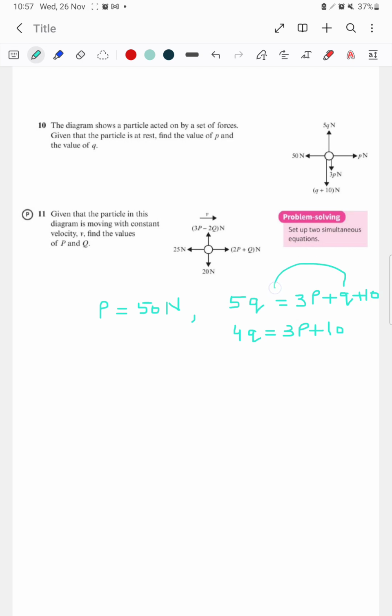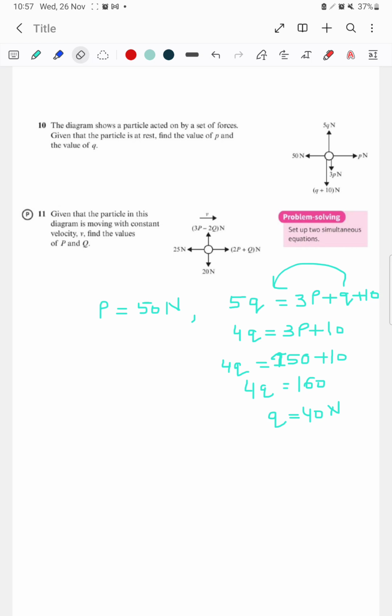I brought this Q to the other side. So now we have 4Q is equal to 3P plus 10. 3P means 3 times 50, which is 150, plus 10. So 4Q is equal to 160, and we can say Q is equal to 40 newtons. So we found the values of both P and Q. Then we have our next question, which is question number 11.